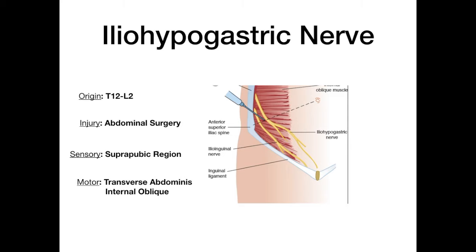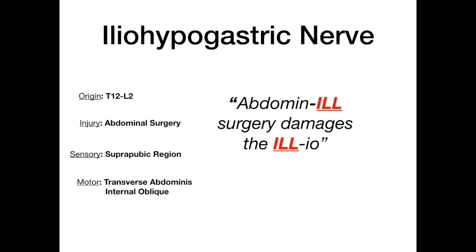So the way that you should memorize this is that abdominal surgery damages the ilio. So ilio for iliohypogastric and abdominal, the ill reminds me of iliohypogastric. So abdominal surgery damages the iliohypogastric nerve. And that's my mnemonic for memorizing this.